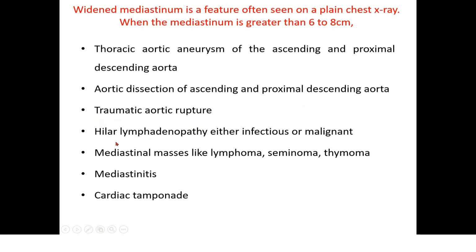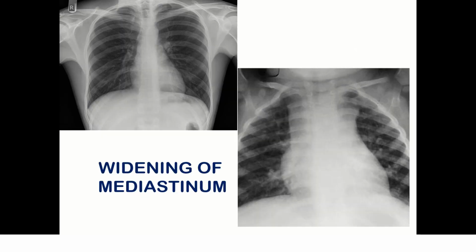Traumatic aortic rupture, hilar lymphadenopathy, either infectious or malignant, mediastinal masses like lymphoma, seminoma, thymoma, or some cyst, then mediastinitis and cardiac tamponade. These are a few; there are multiple other causes which can cause widening of the mediastinum. You can see here the normal size of the mediastinum, and here the widened mediastinum.